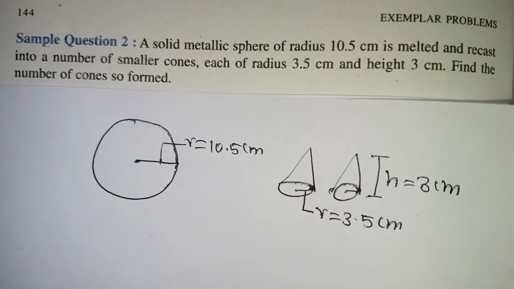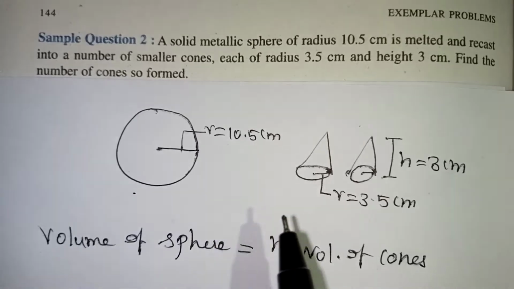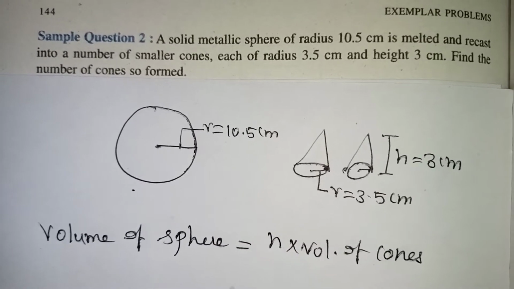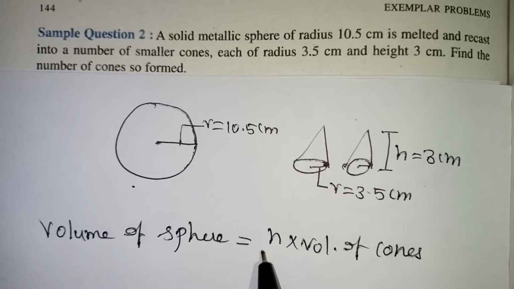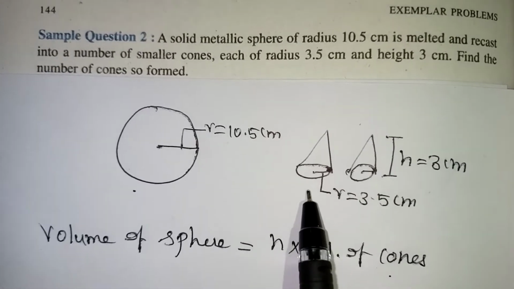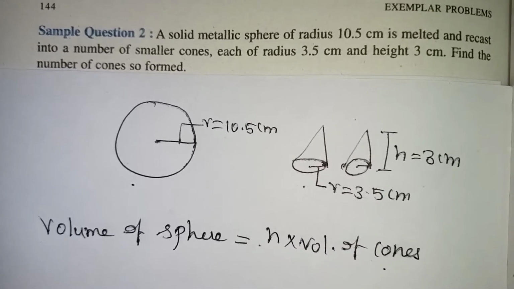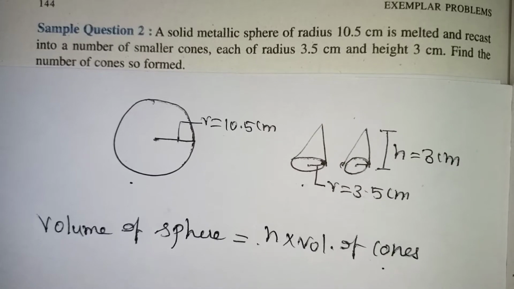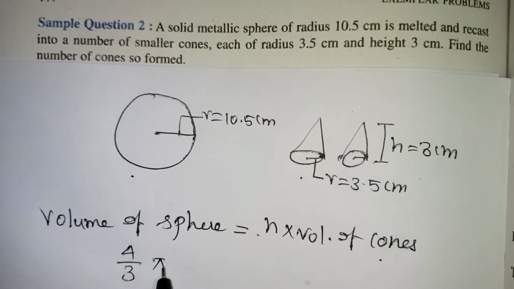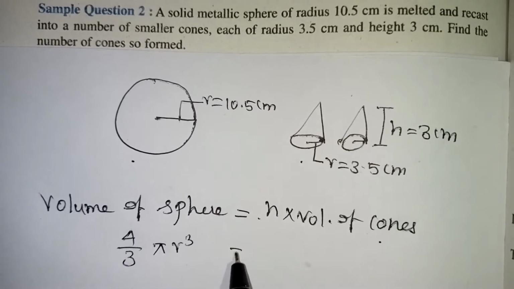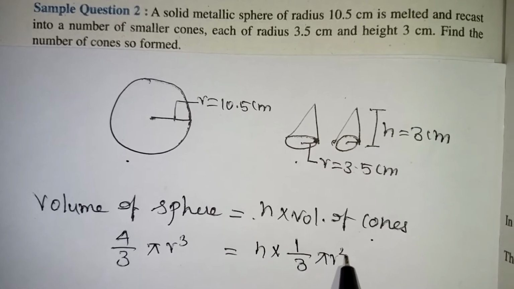So basically we have to think. Whenever a shape is melted and recast into another form, the volumes of those figures will be the same. So volume of the sphere will be equal to n times the volume of the cone, because we don't know how many cones they made. So we consider n cones. Volume of the sphere is 4 by 3 pi r cube, and this side n into volume of the cone, 1 by 3 pi r squared h.